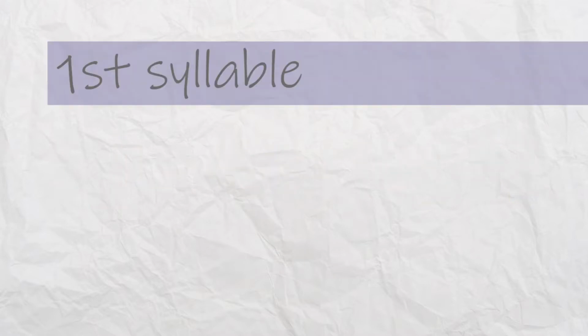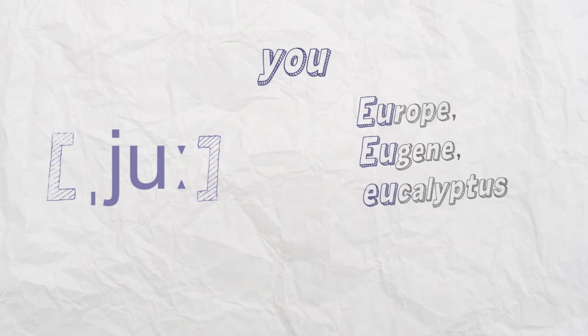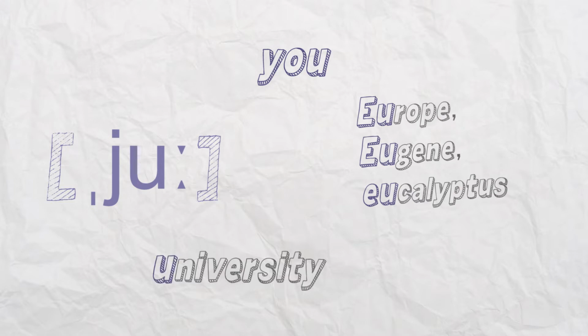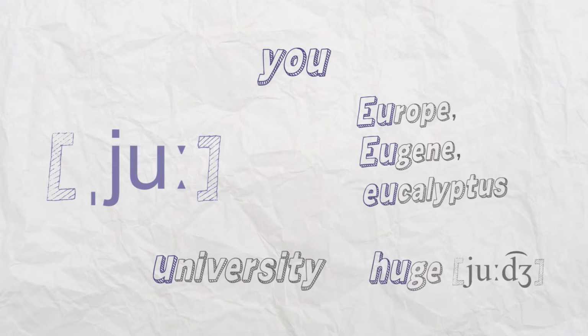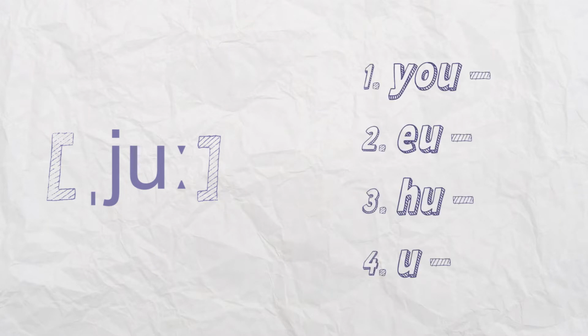In syllable 1, you hear the sound U. And then you would think, okay, how do I spell U? The first possibility is the word U. But then there are other words in English that have the sound U. For example, Europe, Eugene, eucalyptus. Or is it like U in university? Quite interesting. So syllable 1, let's just consider 4 possibilities, okay?